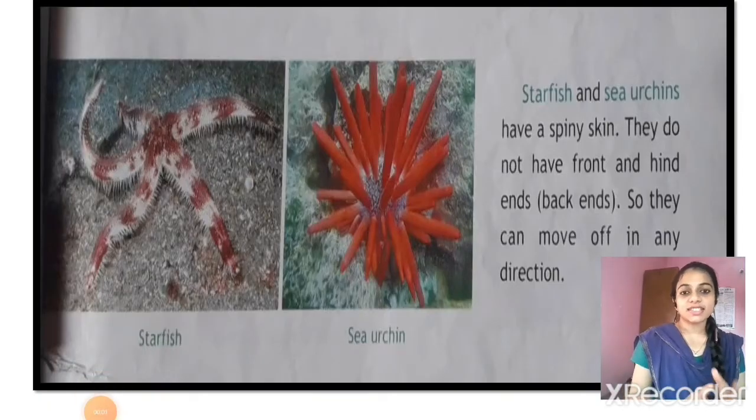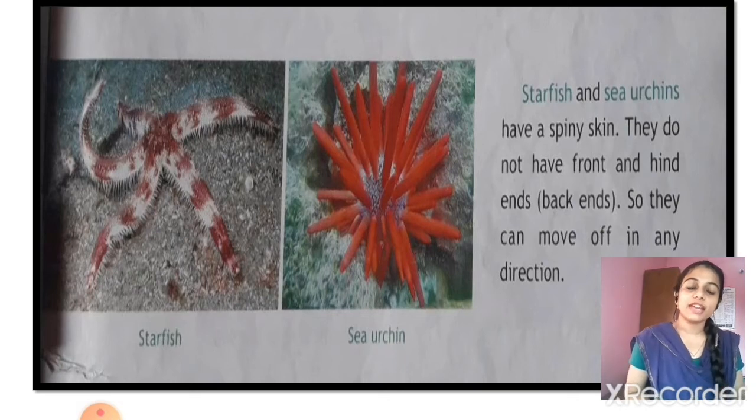Next are starfish and sea urchins. Starfish and sea urchins have a spiny skin. They do not have front and hind ends, that is, back ends. So they can move off in any direction.